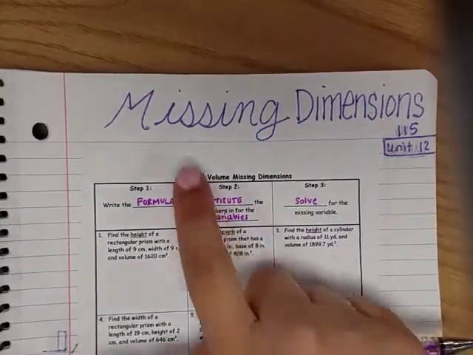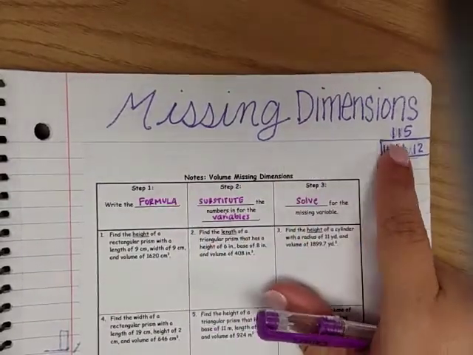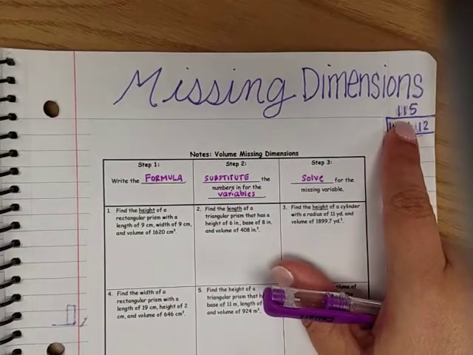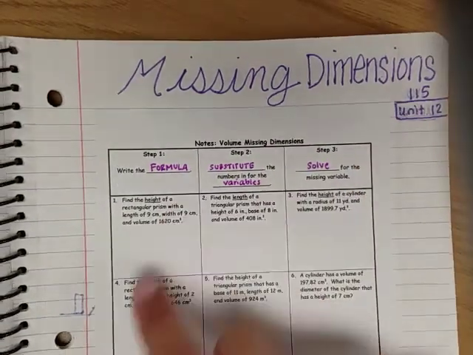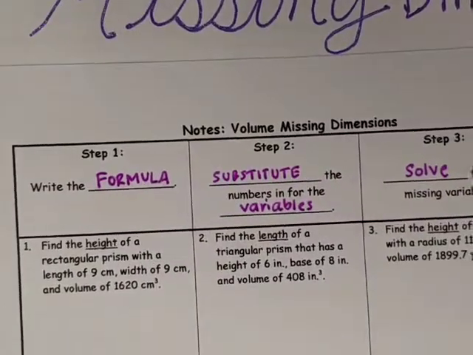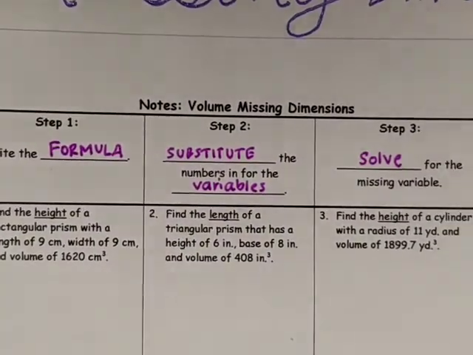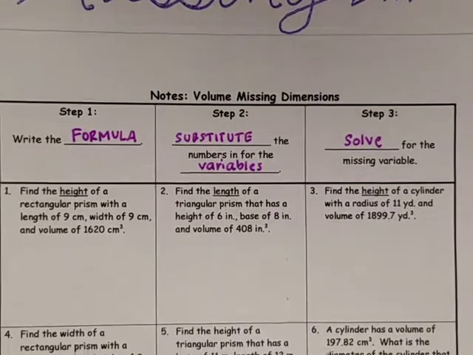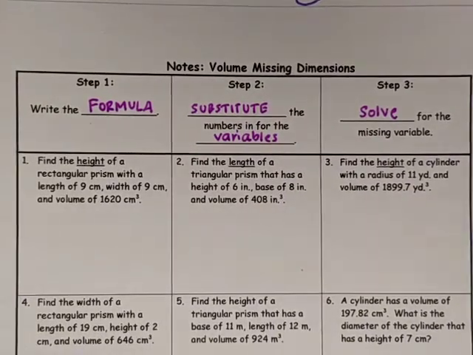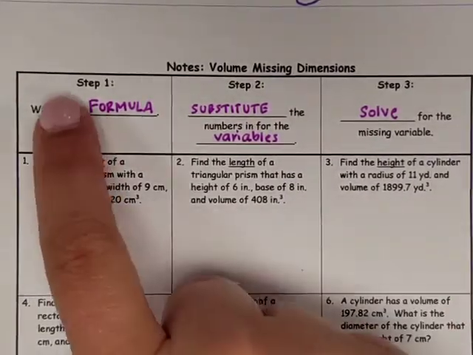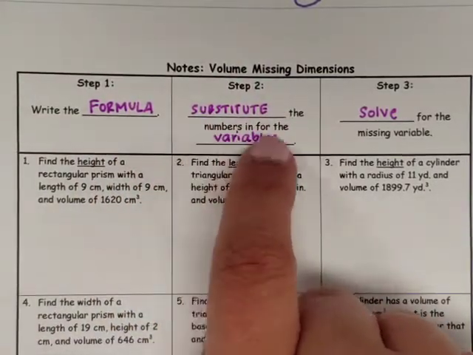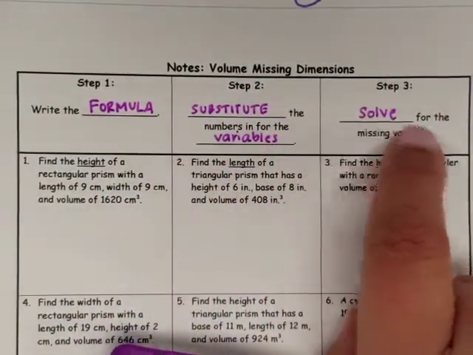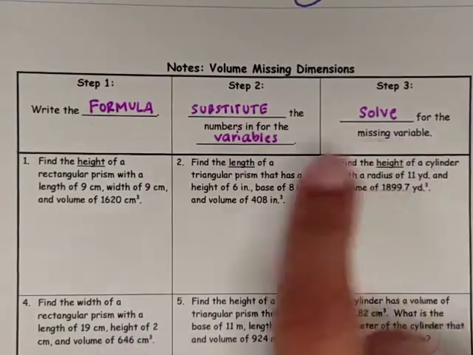Hi, good afternoon. These notes are on missing dimensions, page 115 of your notes, and this is for Tuesday's homework on April the 10th. Down here we've got some steps. We've done missing dimensions before for two-dimensional shapes, so now we're going to do it for three-dimensional shapes for a volume. Step one, you write your formula. Step two, you substitute the numbers in for the variables, and then step three, you solve for the missing variable.